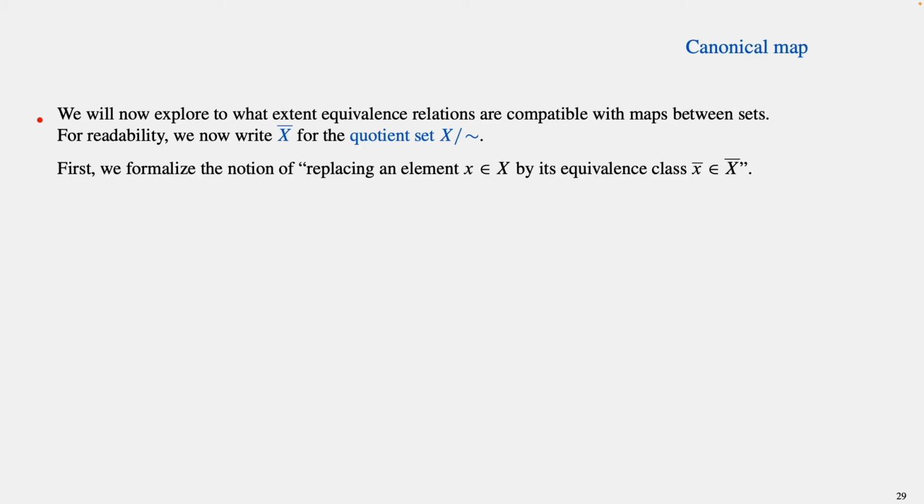We will do this now, exploring how equivalence relations can be compatible with maps between sets. In this section, I will always write x bar for the equivalence class, so I won't use the quotient notation because it's a bit too cumbersome and x bar is just easier to read. So the first thing I'll do is formalize the notion of replacing an element x by its equivalence class x bar in the quotient set.